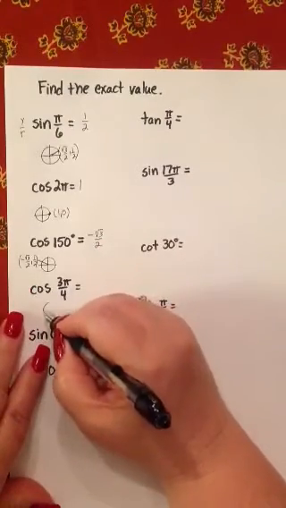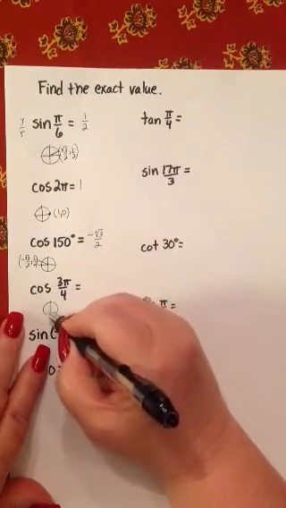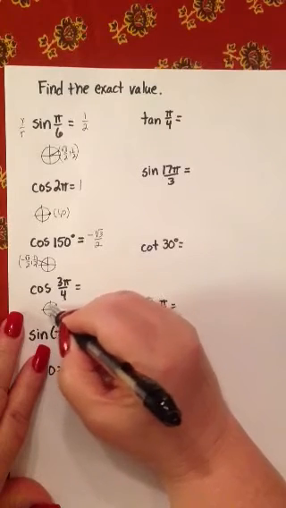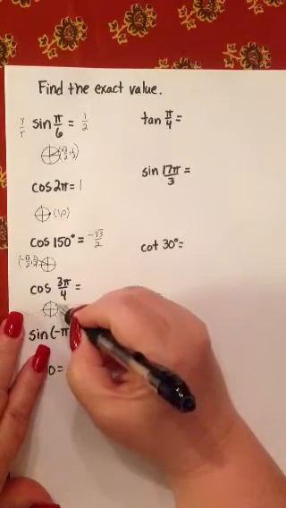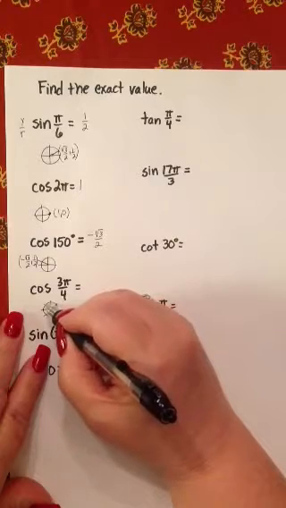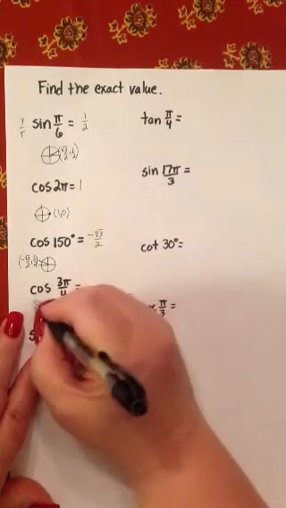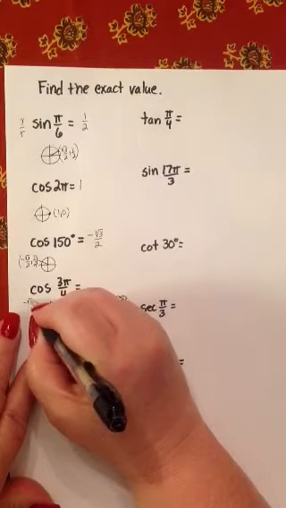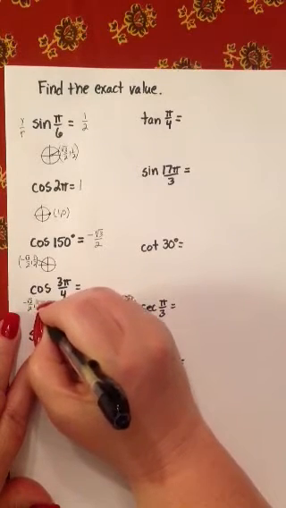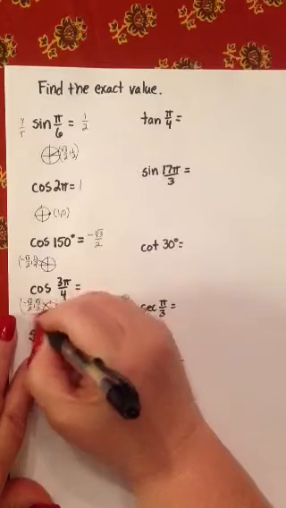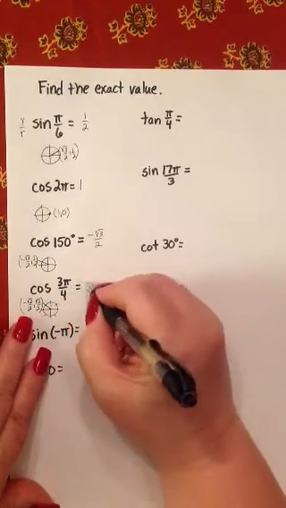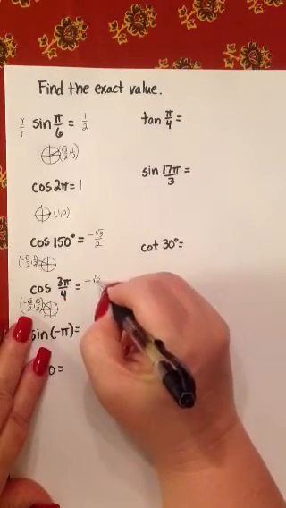Cosine of 3 pi over 4, if you count by pi over 4s, that's when you cut the middle of the quadrants. It goes pi over 4, 2 pi over 4, 3 pi over 4, voila. And all the middle of the quadrants are square root of 2 over 2. So this would be negative square root of 2 over 2, square root of 2 over 2. Cosine is the x coordinate, so it'll be negative square root of 2 over 2.